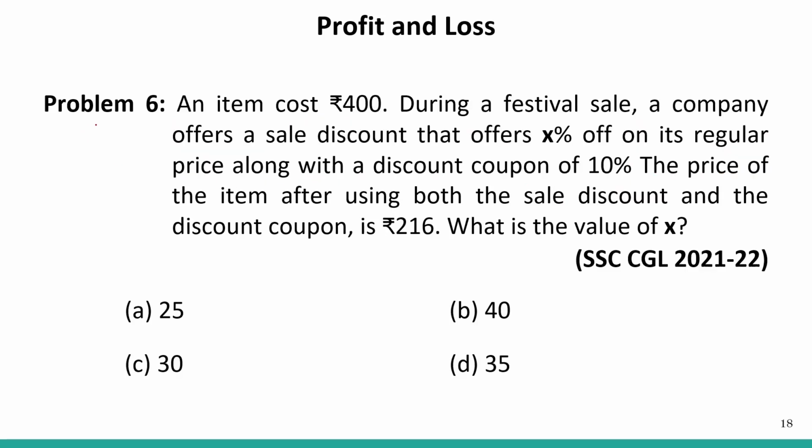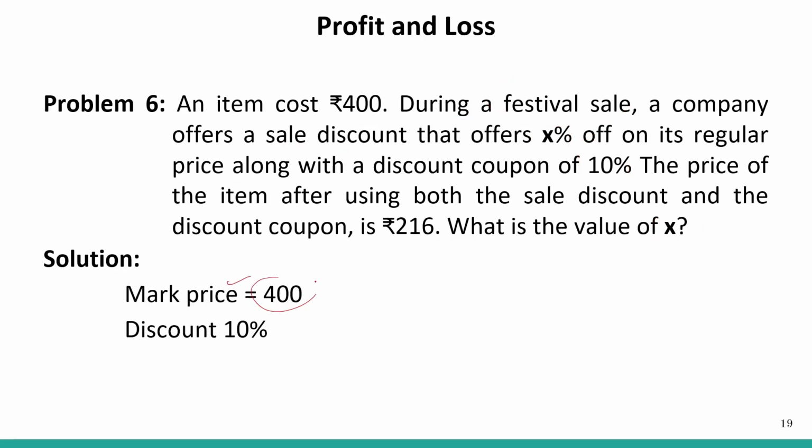Okay, so let's see problem number 6. An item costs 400 rupees during a festival sale. A company offers a sale discount of X% off on its regular price along with a discount coupon of 10%. The price of the item after using both the sale discount and the discount coupon is 216. So what is the value of X? This question has appeared in the SSC CGL 2021-2022 paper. So is it 25, 24, 40, 30 or 35? Let's see which among these four is actually the correct answer.